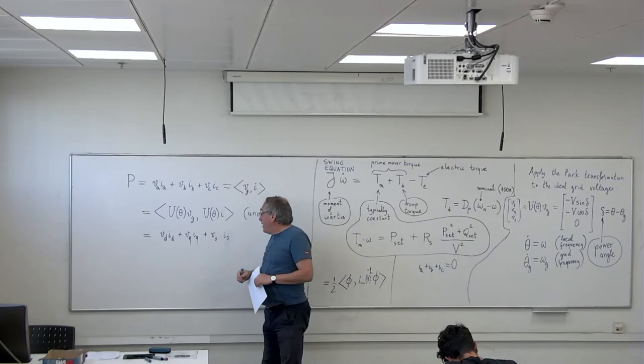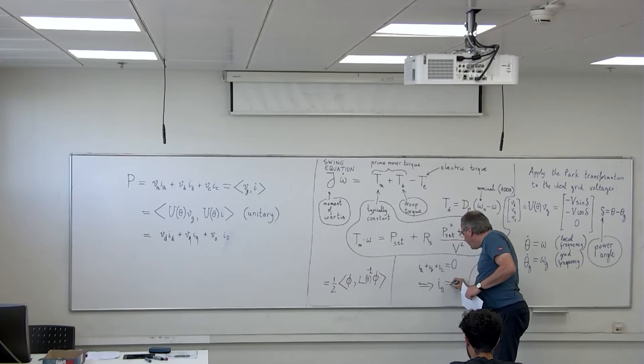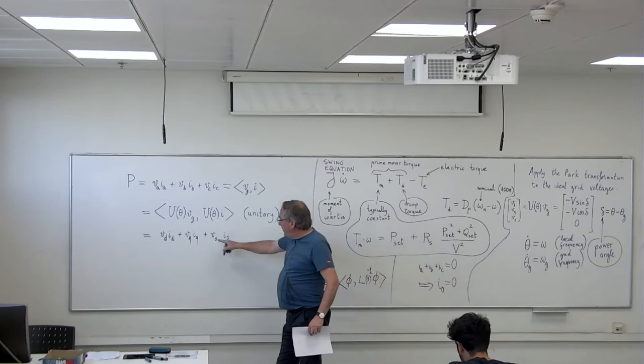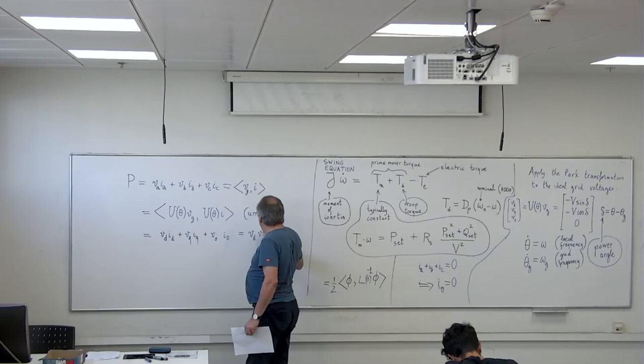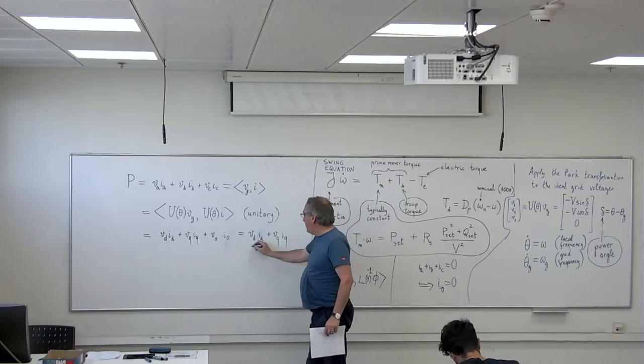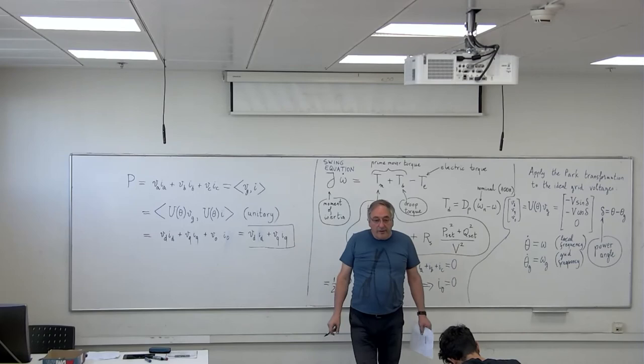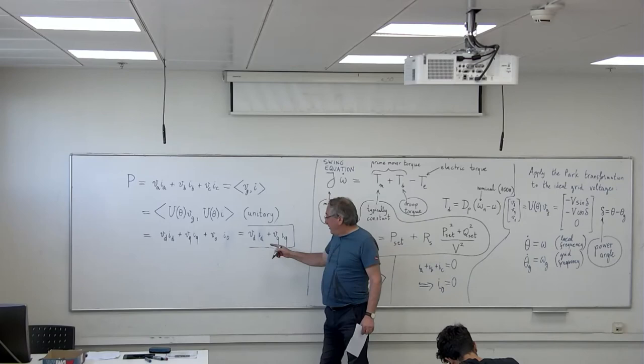And now here, remember again that from this equation, we have that I zero must be zero always. And for this reason, we can neglect this term. So it is simply equal to VD ID plus VQ IQ. This is the well-known expression for the active power that is sent by the machine to the grid. You see that this is the scalar product between the two-dimensional vector VD VQ and the two-dimensional vector ID IQ.